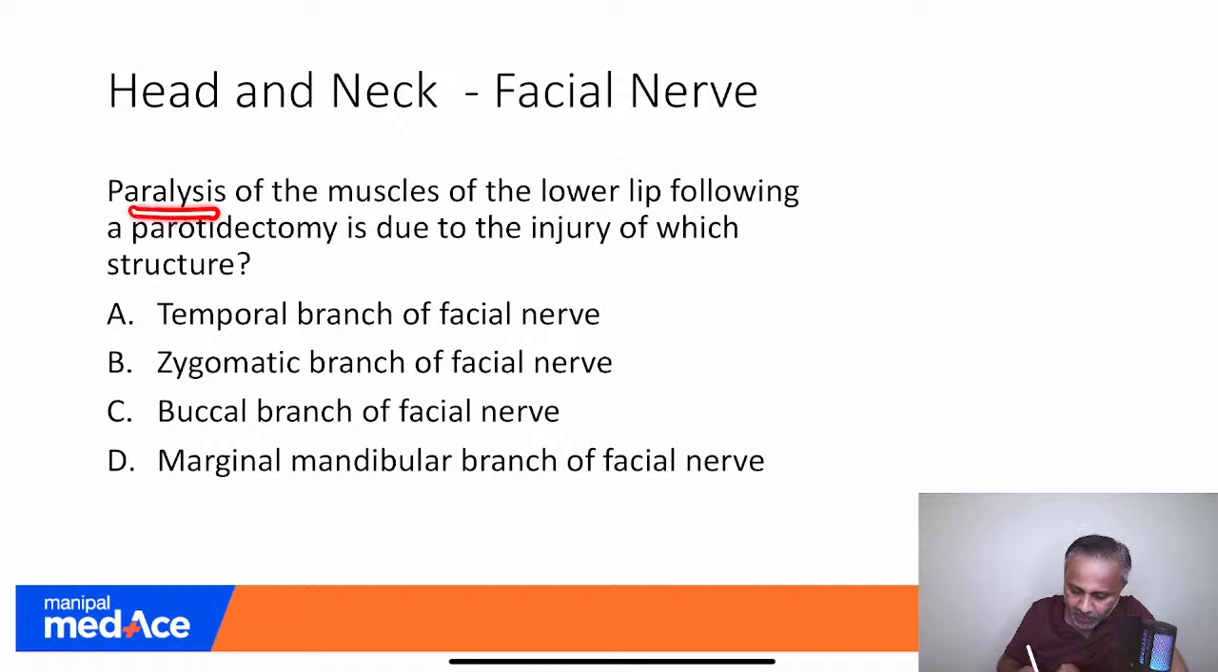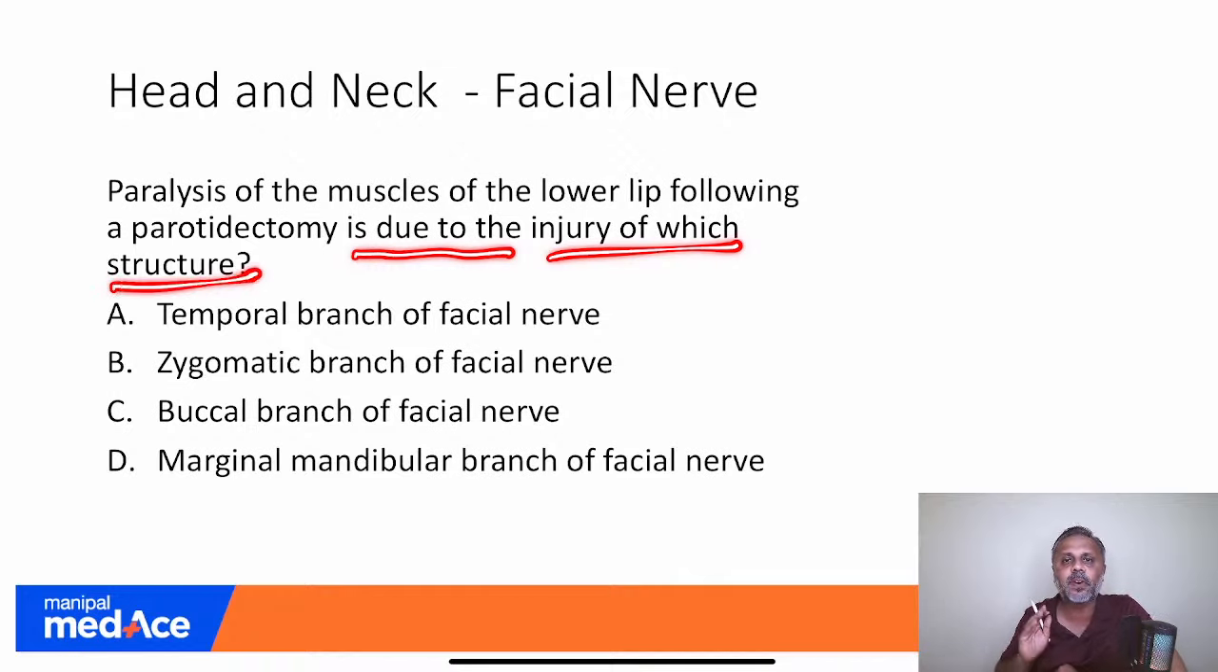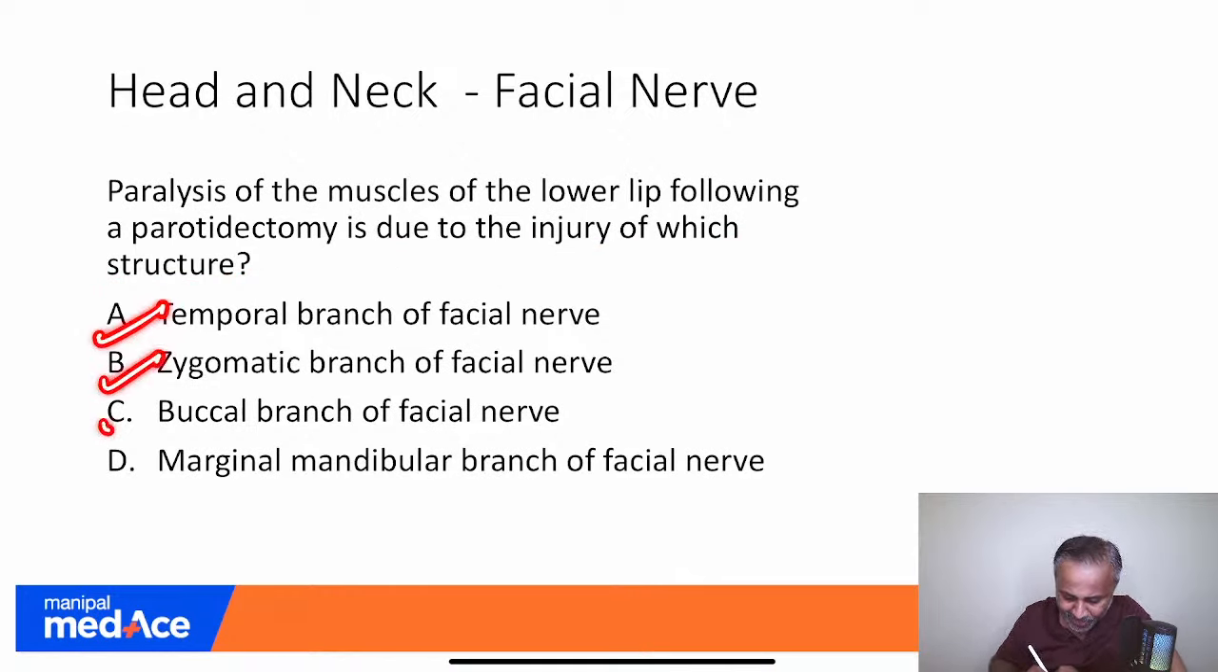Paralysis of the muscles of the lower lip. Okay, paralysis of the muscles attached to the lower lip following a parotidectomy. So a parotid surgery is due to injury of which of the following structures? Now there were differences among students when they recalled the options. Some of you said there was parotid duct as an option. There was trunk of the facial nerve as an option.